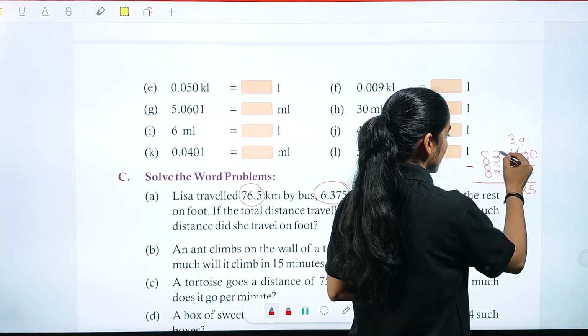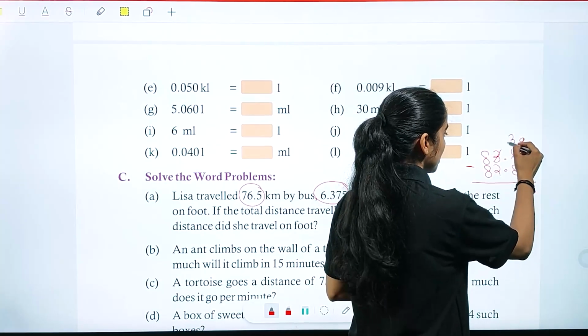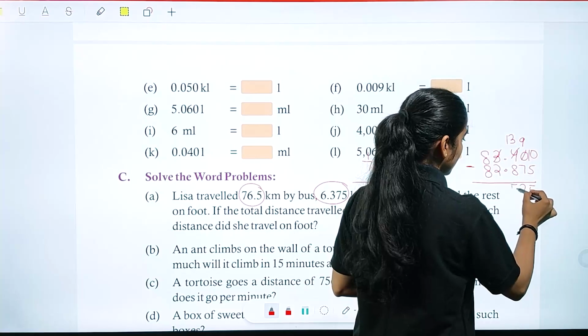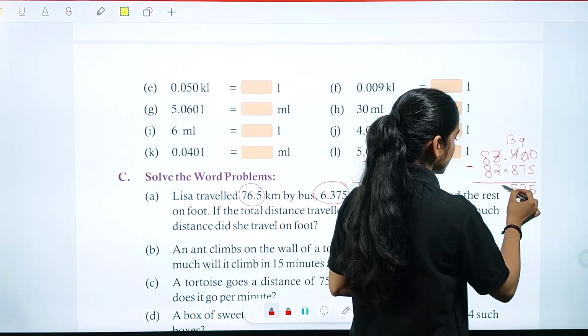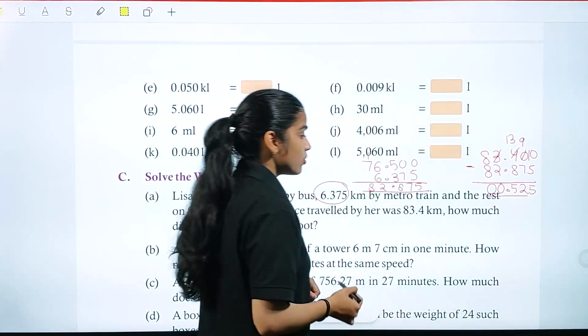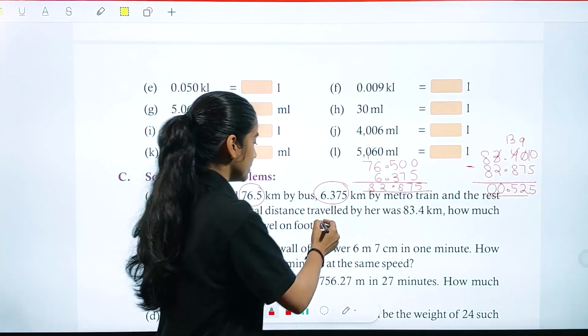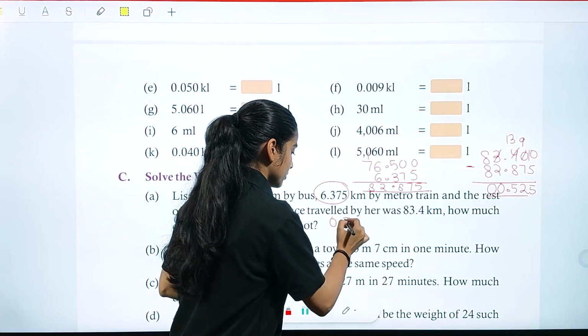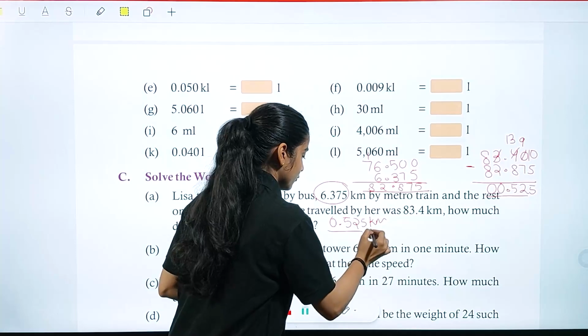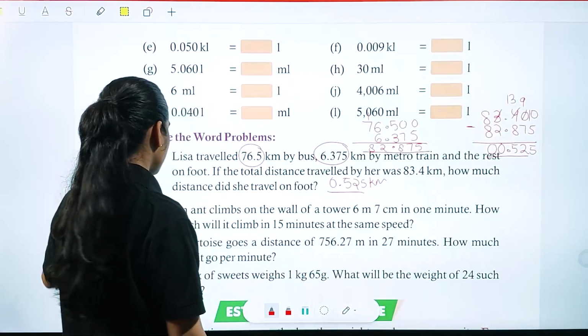3 minus 8 is impossible, so we have to take again a carry. 13 minus 8 is 5. 2 minus 2 is 0 and 8 minus 8 is 0. So 0.525 kilometer distance was traveled by foot. Okay, she traveled on foot.